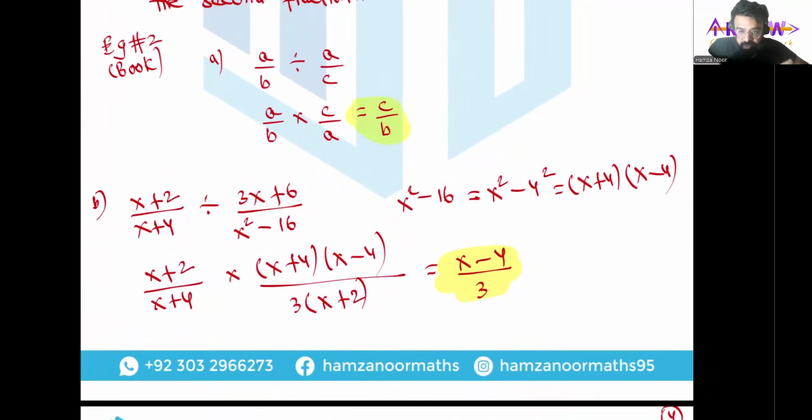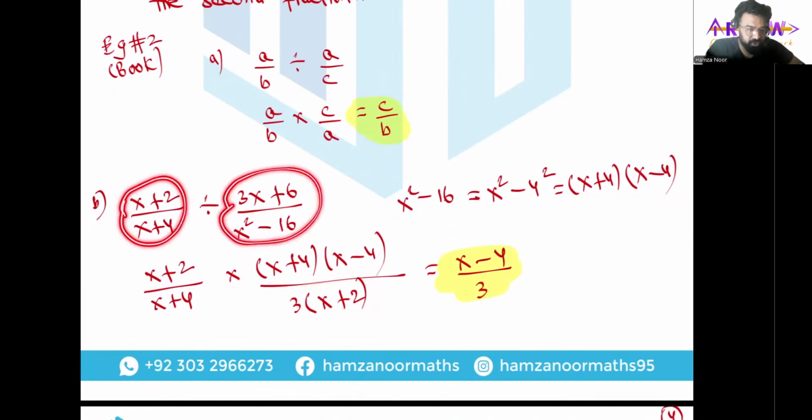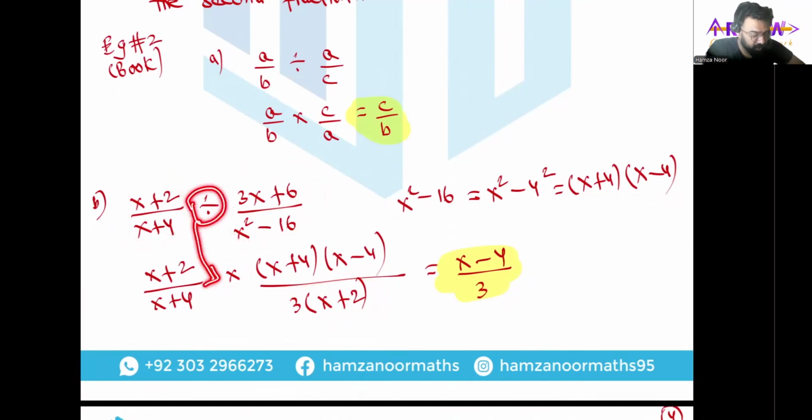This is the difference of squares, so it will be factorized as (x + 4) multiplied by (x − 4). As far as 3x + 6 is concerned, 3 will be taken as common, multiplied by (x + 2). Now this sign will be converted into a multiplication sign, because the first fraction is divided by the second fraction, and the second fraction will be reciprocated.